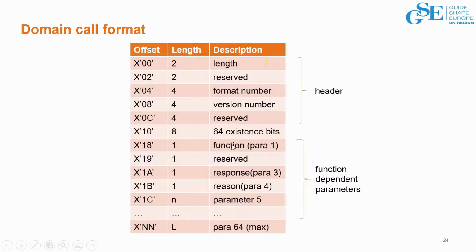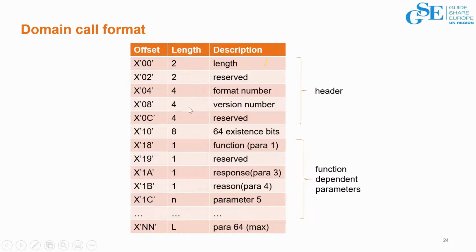So let's talk about this for a minute. The first 4 bytes of this domain gate call format parameter list, whatever you want to call it, is an LLBB. If you remember the old days of LLBB, it's a 2-byte binary length followed by 2 bytes reserved.